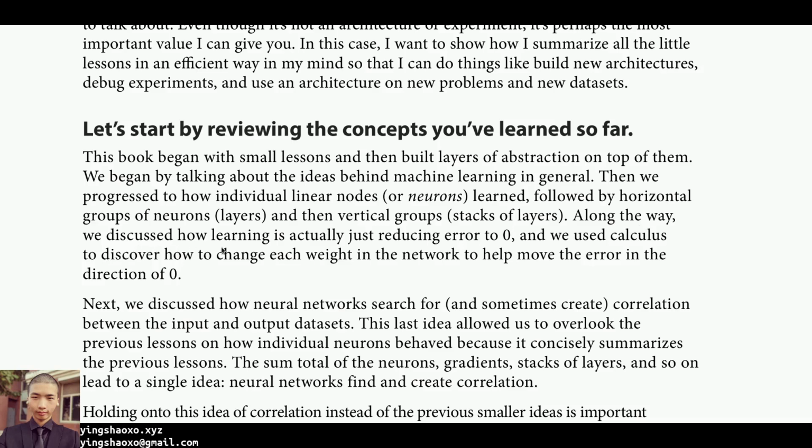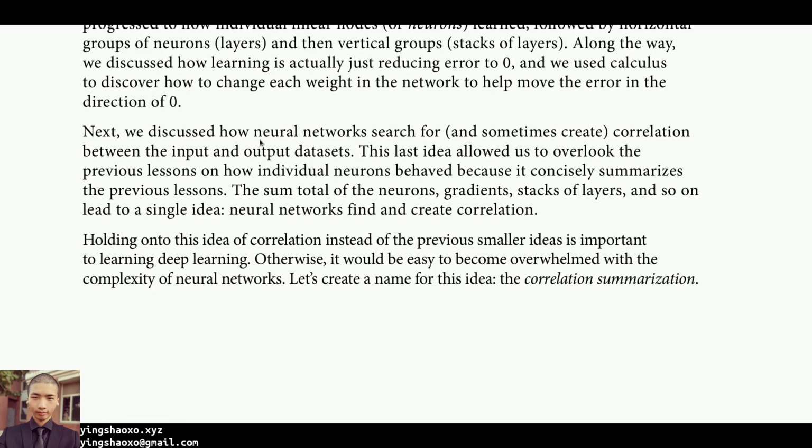Along the way, we discussed how learning is actually just reducing error to zero, and we used calculus to discover how to change each weight in the network to help move the error in the direction of zero. Next, we discussed how neural networks search for and sometimes create correlation between the input and output datasets. This last idea allowed us to overlook the previous lessons on how individual neurons behaved because it consciously summarizes the previous lessons. The sum total of the neurons, gradients, stacks of layers, and so on led to a single idea. Neural networks find and create correlation.